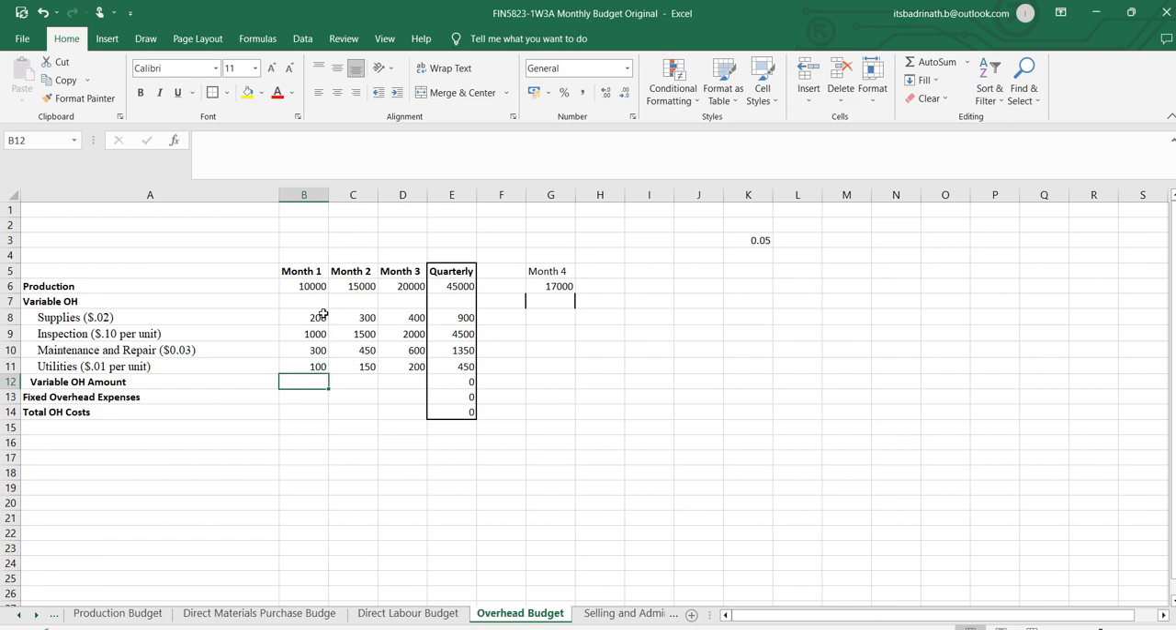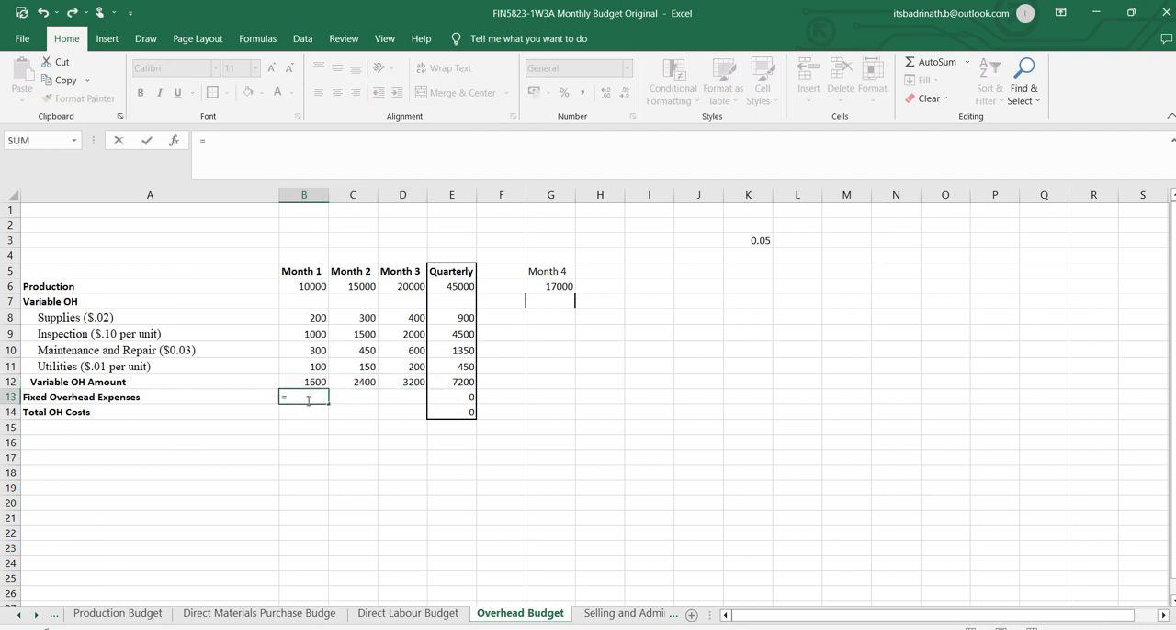Now we are supposed to add all these four to generate the overall overhead budget. Let me click on auto. It selects it, so I am adding these four values to generate the variable overhead amount. I'm dragging it again. So now this is the overhead amount.